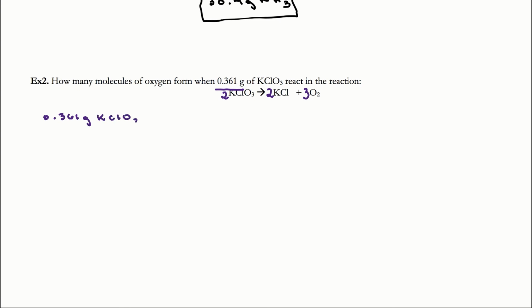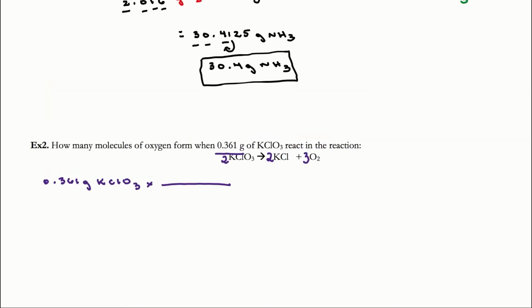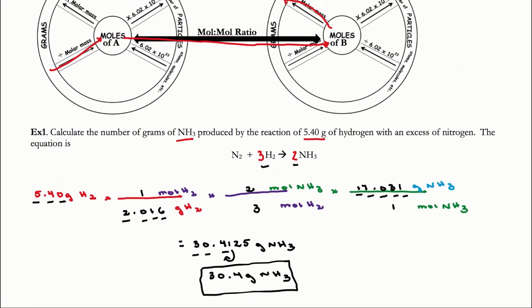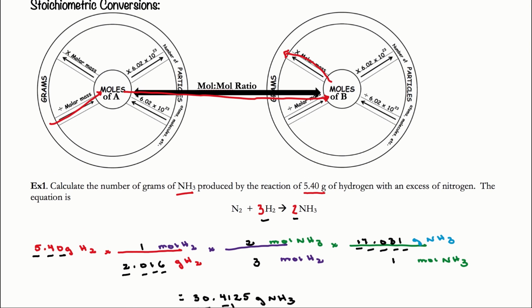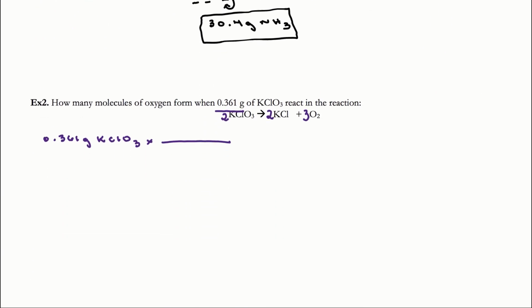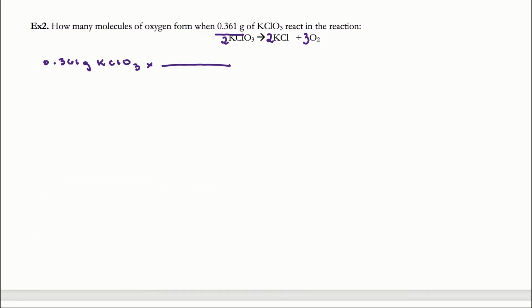So let's go back to this table or this diagram and see where I'm going to go. I'm going to go from grams into moles of potassium chlorate, just like I did before. Then moles of potassium chlorate into moles of oxygen. But now instead of going into grams of oxygen, I'm now going to get into molecules of oxygen by using Avogadro's number.